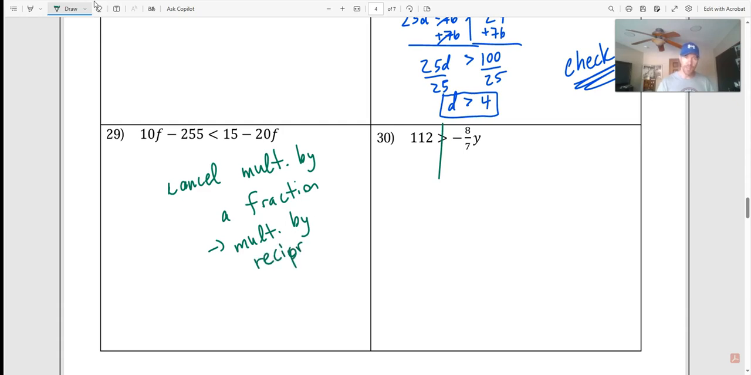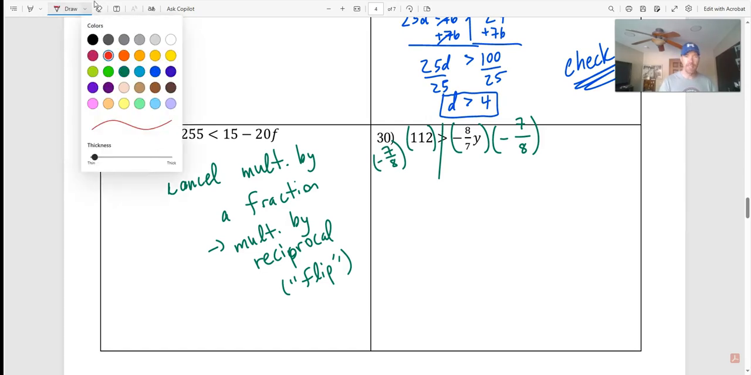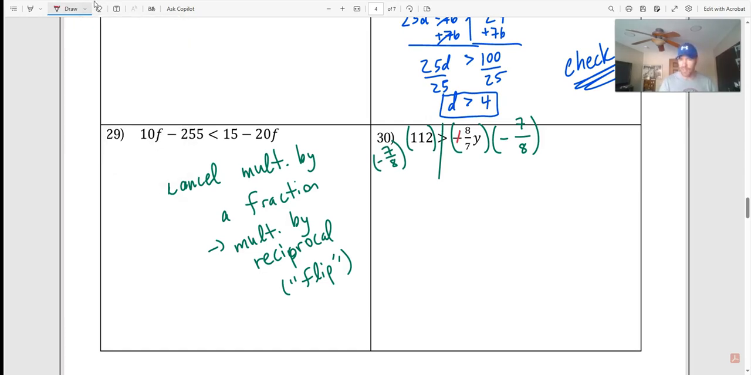Reciprocal, I can spell reciprocal. And that's basically where you flip the fraction. I know we've talked about flipping the inequality. So I'm going to include the negative here, but the fraction will be negative. But I'm just going to put a 7 up top and an 8 on the bottom. Negative 7/8. Okay, because what happens over here on the right side, well, first of all, the negatives would cancel.